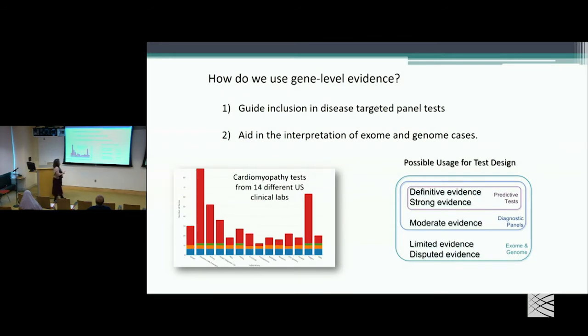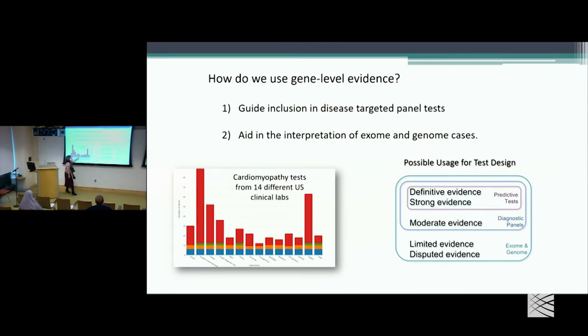I will give you an example of the challenge here and thinking about how we might use this information in the clinical arena. So this could be used to guide inclusion in disease-targeted gene panels. For instance, we might only use genes with moderate, strong and definitive in a diagnostic panel, and exclude the limited evidence ones for discovery purposes, or when you're doing exome and genome, things like that. Only look at definitive and strong when you're doing predictive tests in a healthy individual. You really want to make sure you know what that gene means.